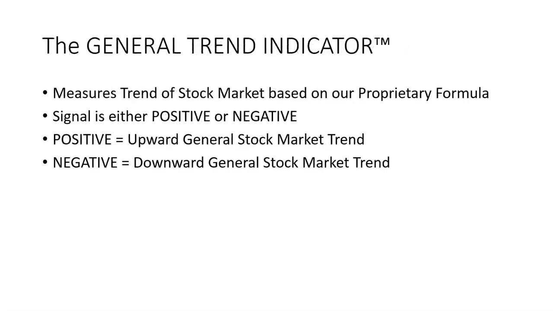Next, let's take a look at the general trend indicator. The general trend indicator measures the trend of the stock market based on our proprietary formula. The signal is either positive or negative. When it's positive, we're in an upward general stock market trend. When the signal is negative, we're in a downward general stock market trend.